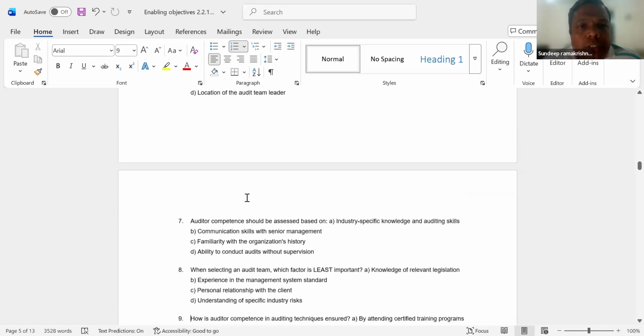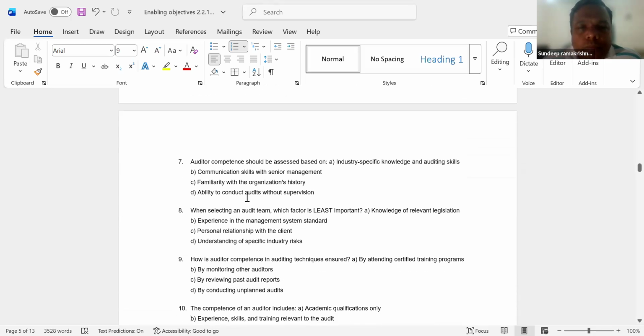Right. Question 7. Auditor competence should be assessed based on A, industry specific knowledge and auditing skill. B, communication skill with senior management. C, familiarity with the organization history. And D, ability to conduct audit without supervision. A. Yes, it's A. Other three are related, but A is the best fit.